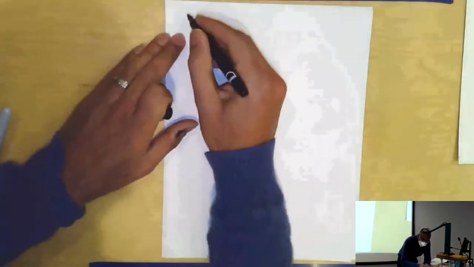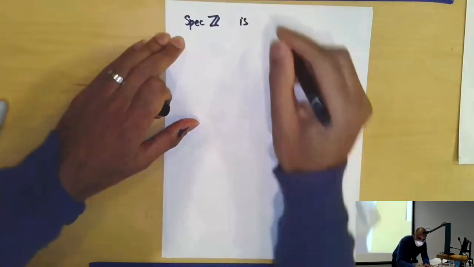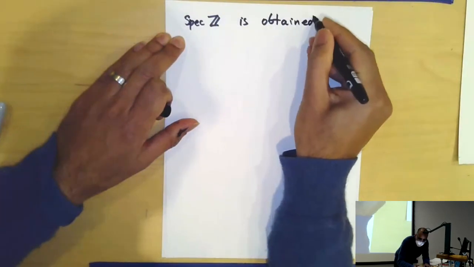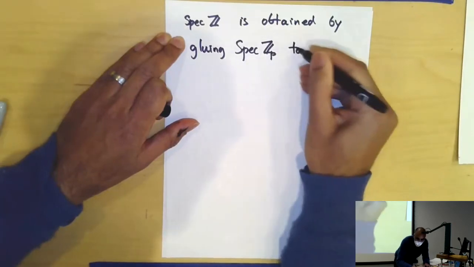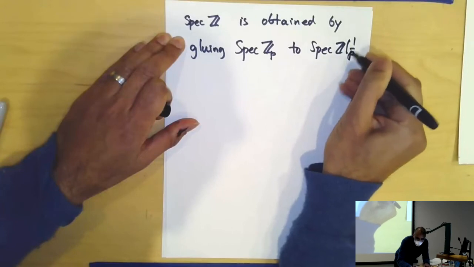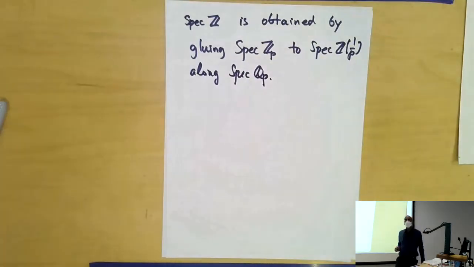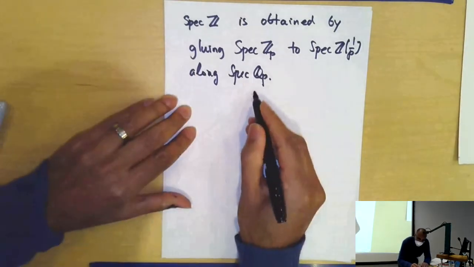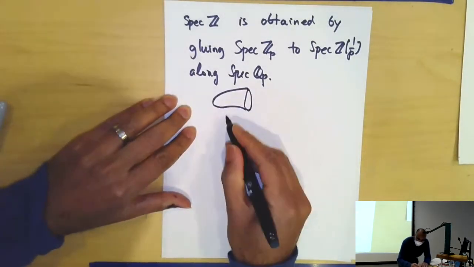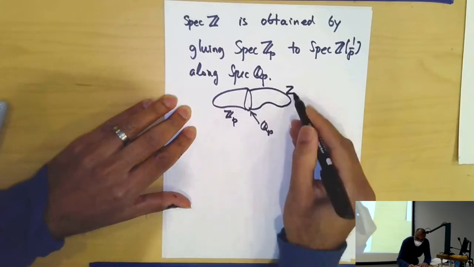So remember that I said that Spec Z is obtained, this is just saying that thing about excising the tube in different language, by gluing Spec Z_p to Spec Z[1/p] along Spec Q_p, sorry. Okay, so that was what I said last time. Spec Z_p is the solid inside of the tube, and Spec Q_p is its boundary. So the schematic picture is that we have these three-dimensional objects. Here's Spec Z_p, this guy is Q_p, and this guy is Z[1/p].